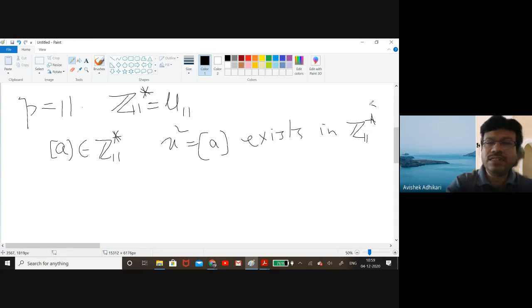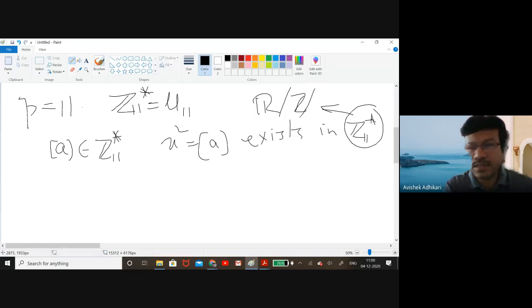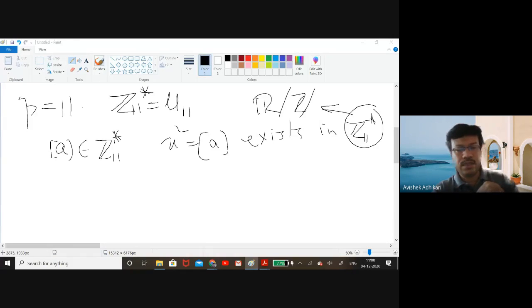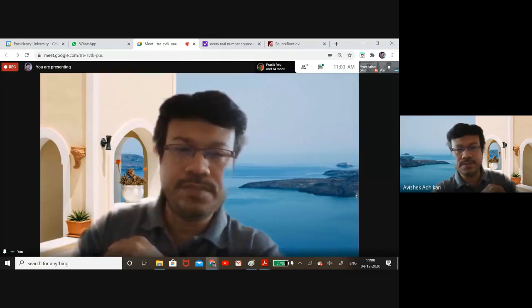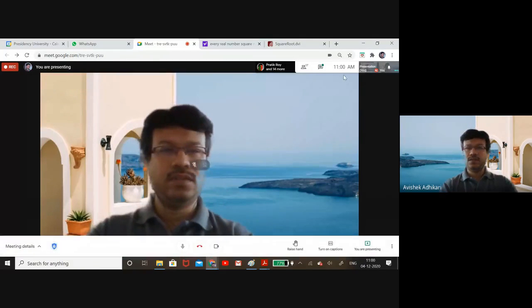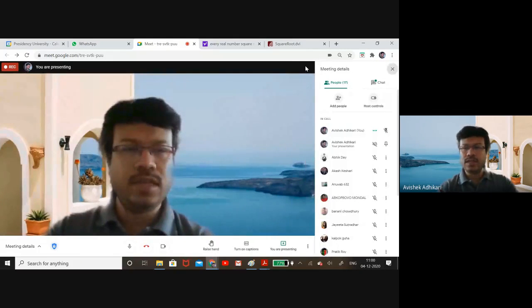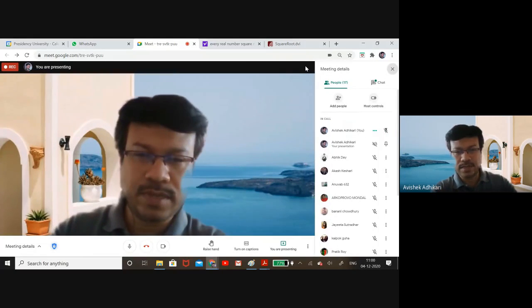For example, in my last discussion I first considered this with R, then I considered it with Z. So all of them are rings. Now I have replaced it by, say, Z11 star. So I know that it also has some algebraic structure. So the same question, whether this equation will have some solution in Z11 star. What will be your answer? Any guess or any answer that you want to share?